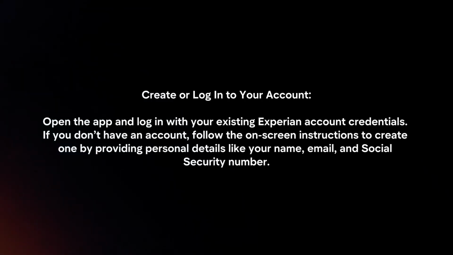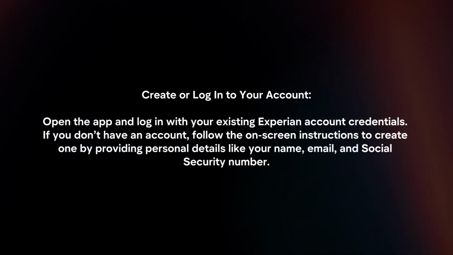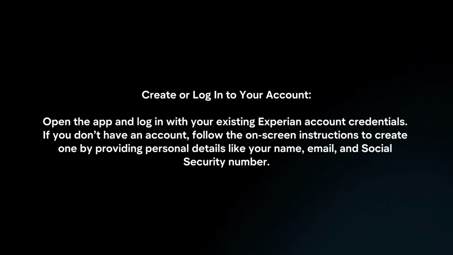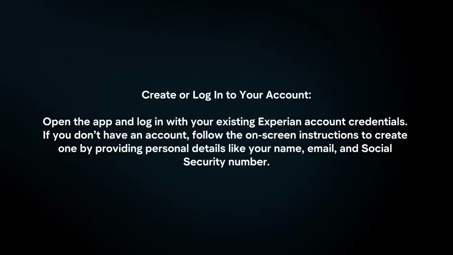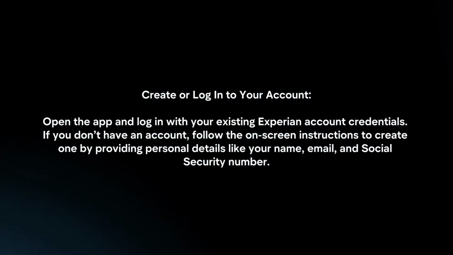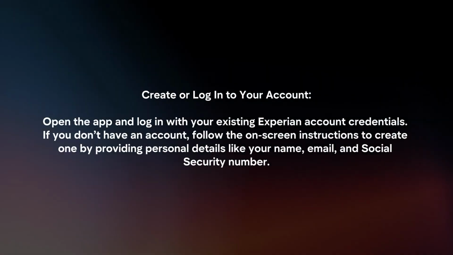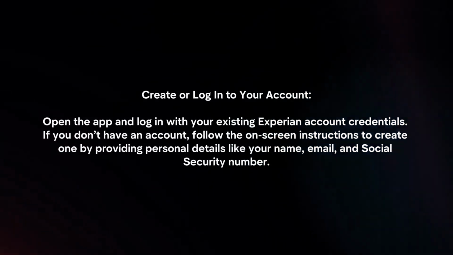Create or log into your account. Open the app and log in with your existing Experian account credentials. If you don't have an account, follow the on-screen instructions to create one by providing personal details like your name, email, and social security number.